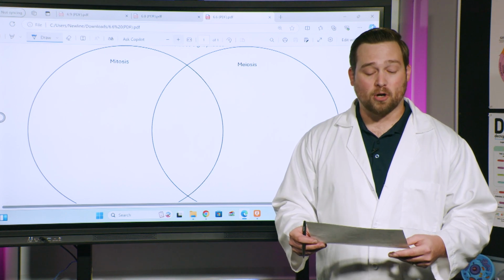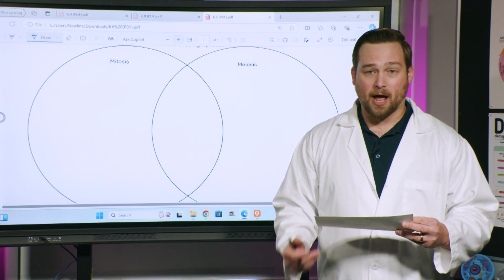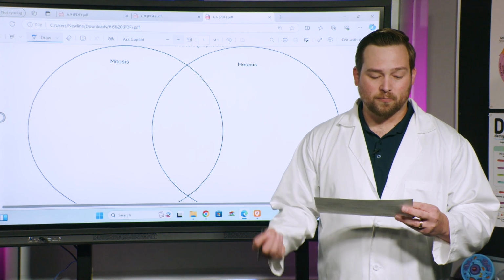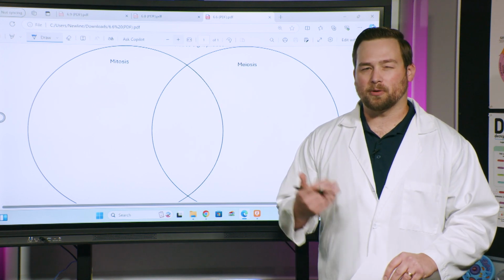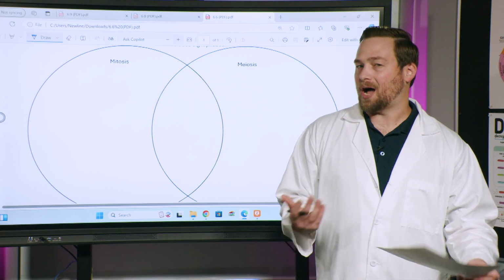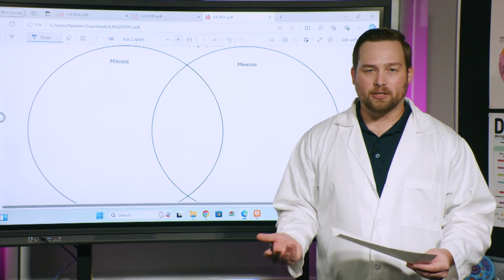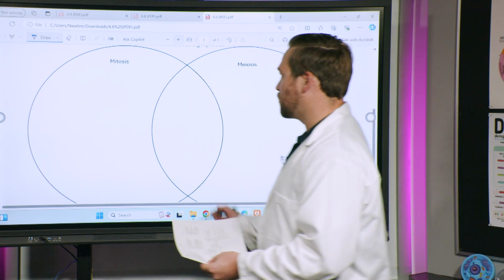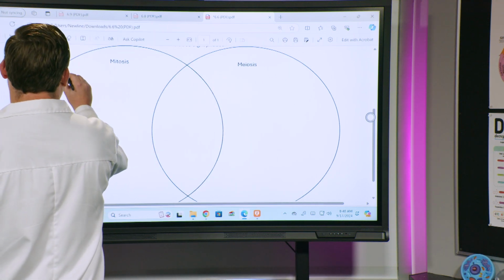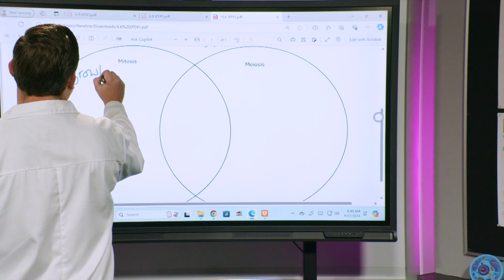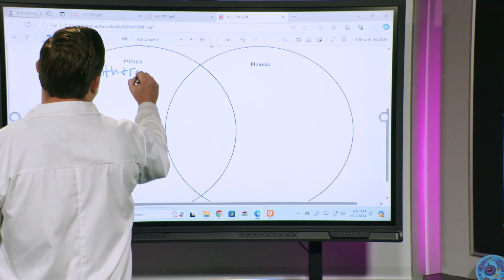Okay, so let's go ahead and get started and see what y'all came up with. All right, so top left corner, this one says, used for growth and repair of cells. So which one are we using to repair cells or grow new body cells? Which one, mitosis or meiosis? What do y'all think? This one is a better description of mitosis. So I'm going to put growth and repair. I'm going to shorten these a little bit, but I think y'all will get the gist.